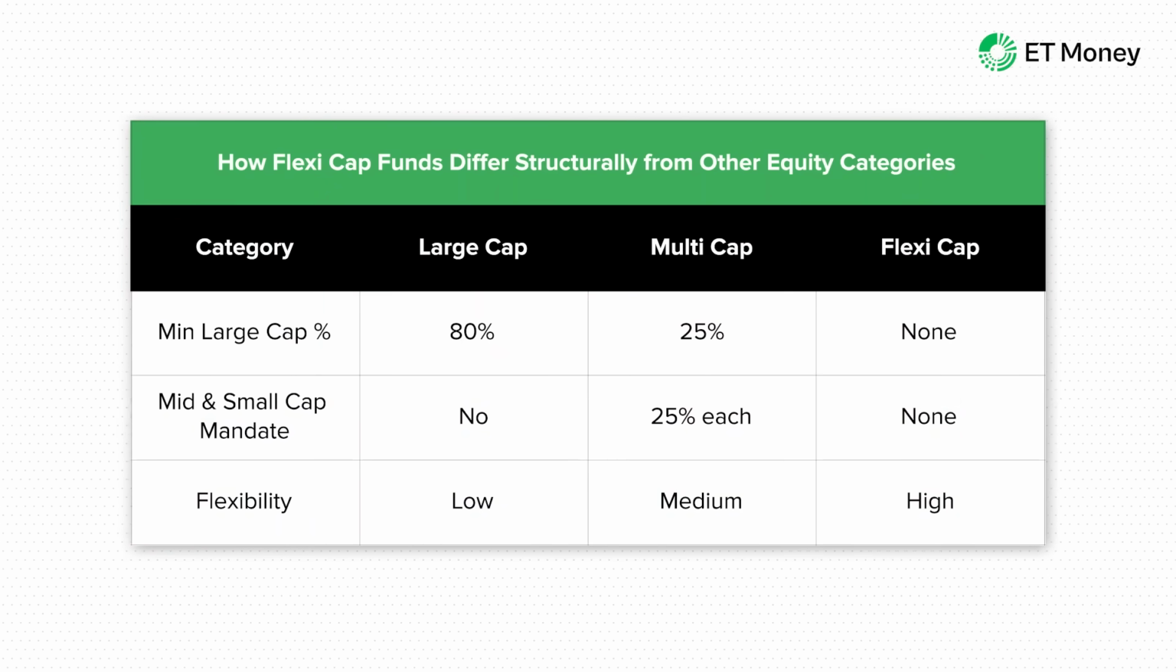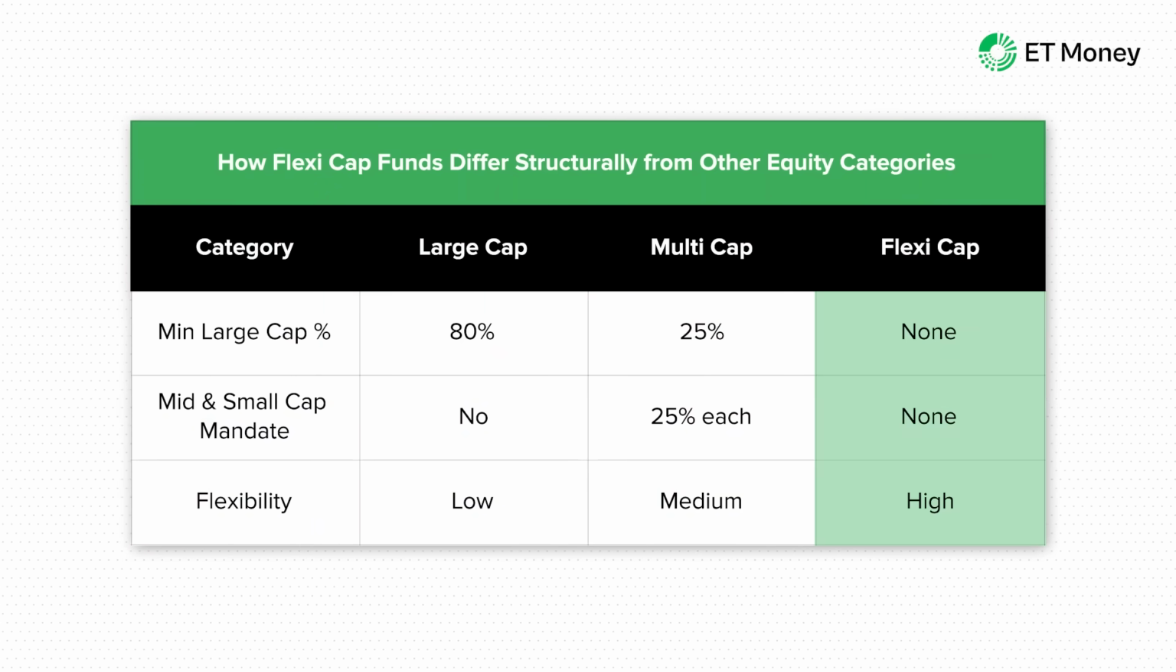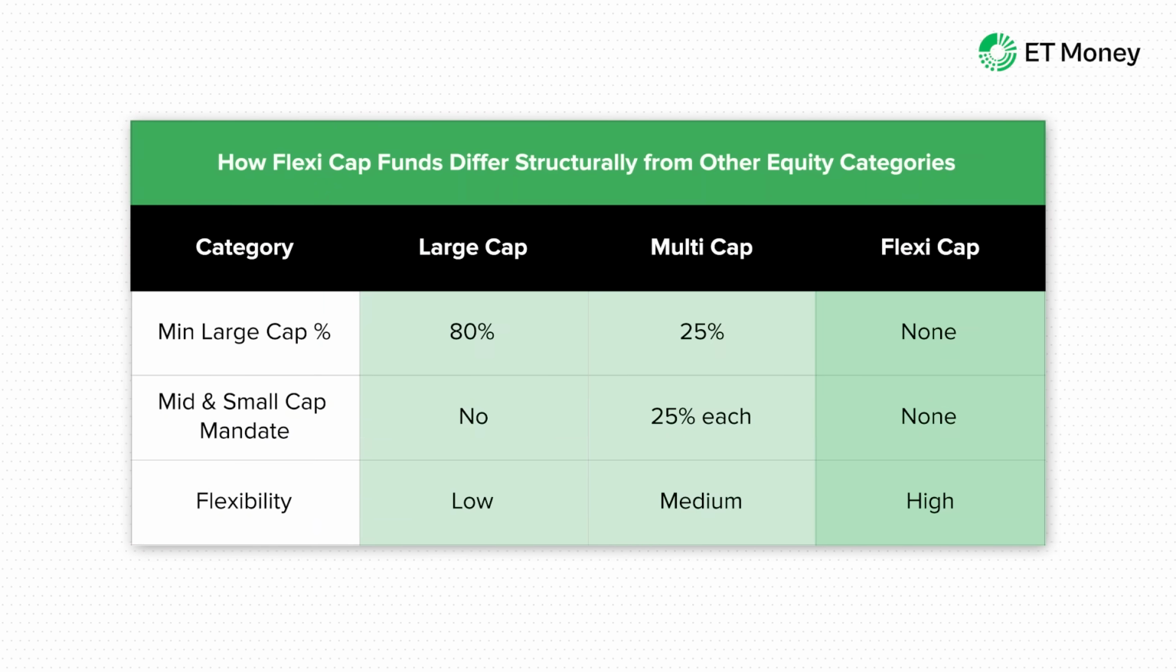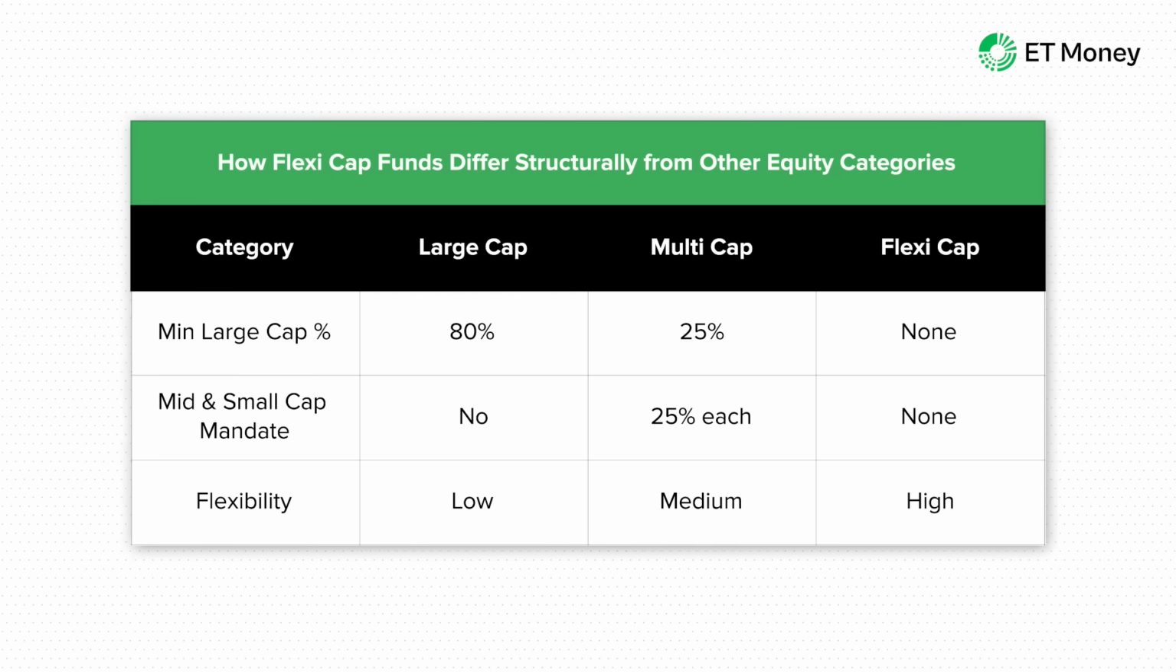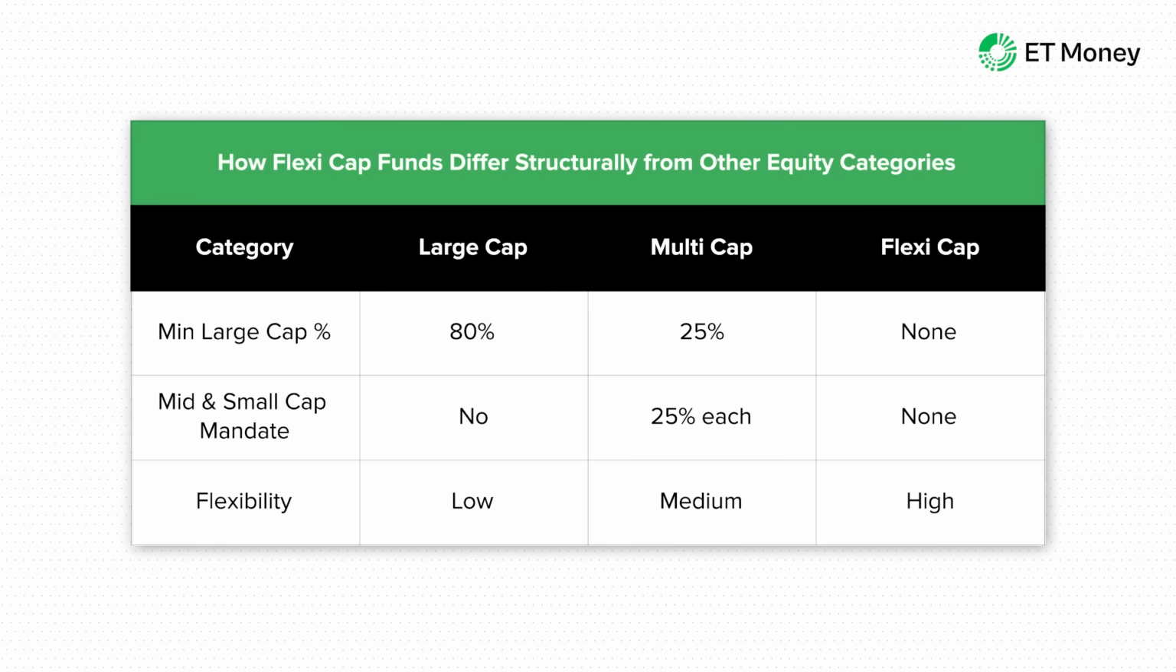Now, on your screen is a quick comparison that shows how Flexi Cap funds differ structurally from other equity categories. Undoubtedly, while the structure gives Flexi Cap funds complete freedom, how they actually use it varies widely. One of the clearest ways to see that is by looking at where they invest. That is, how much they allocate to large, mid and small cap stocks. This will help us understand the fund's underlying style, its risk profile, and the kind of investor it is best suited for.